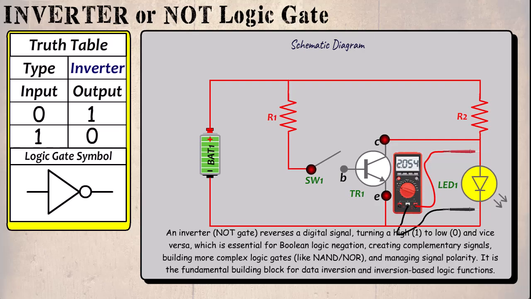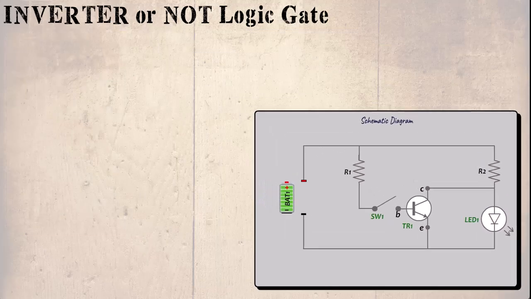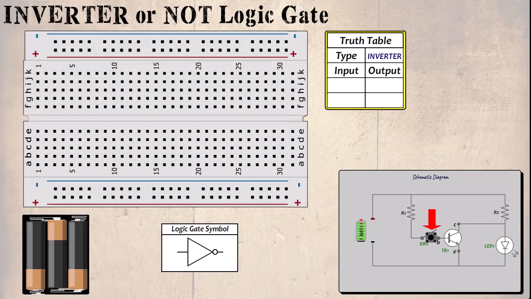We shall now create a practical version of this gate. The first item we'll be choosing is the switch. Again, it does not matter at this stage where on the breadboard it is placed, as long as we follow the schematic diagram. Next is R1. This can be found on the left of the switch and connected to the positive rail. The transistor is next. We must bear in mind it is polarity dependent. Reversing it can cause damage.